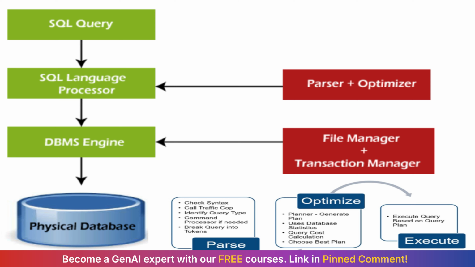Normally, when you write a query, these are the modules it runs through. It will go to a parser and optimizer. Parser will analyze the entire query and look for any sort of errors. Optimizer will find the best possible plan of action. Then we have the file manager and transaction manager, which will help you connect with the database that you're looking for. And then we'll be executing the query. Now, once we are clear with the architecture, we'll go to the next part.